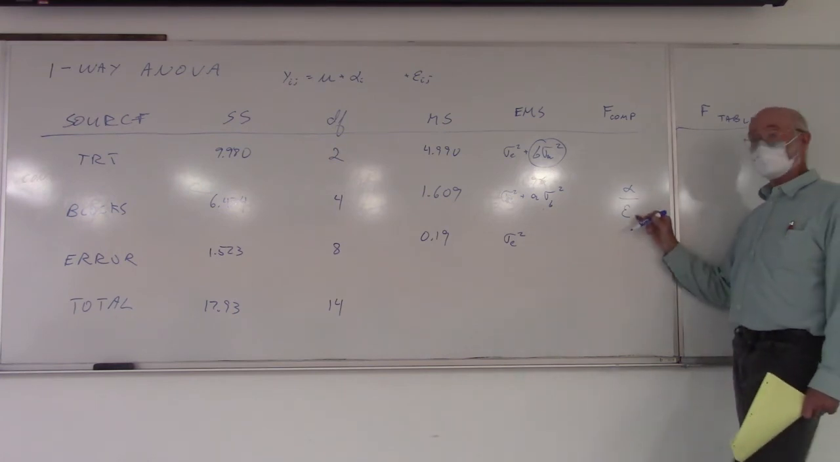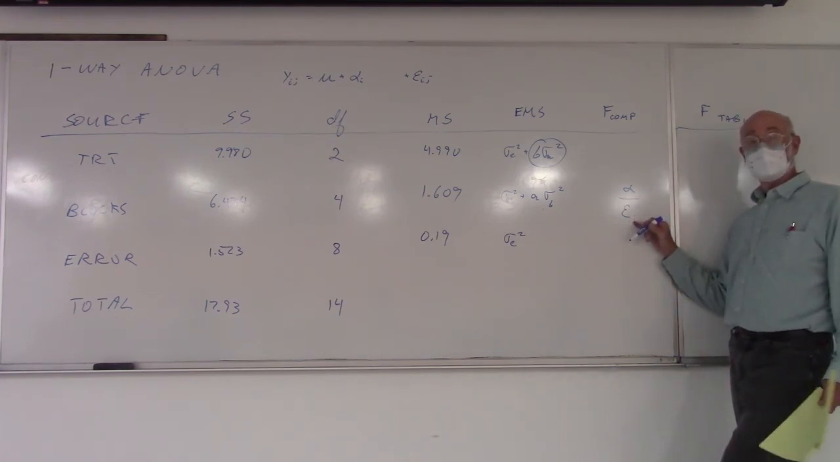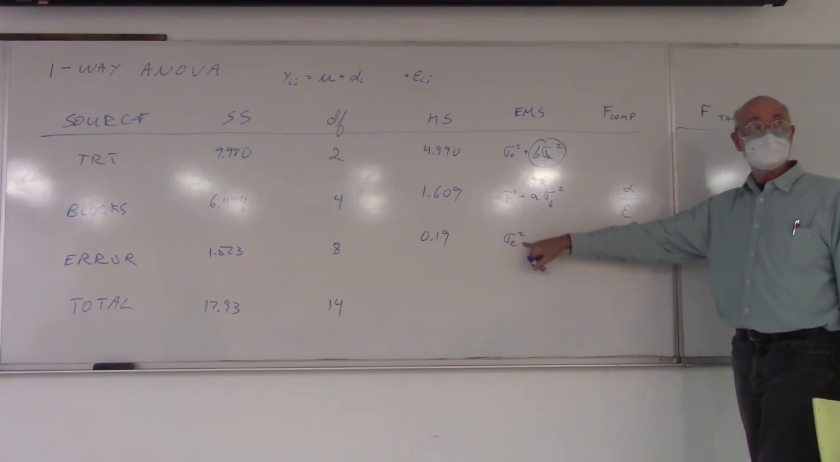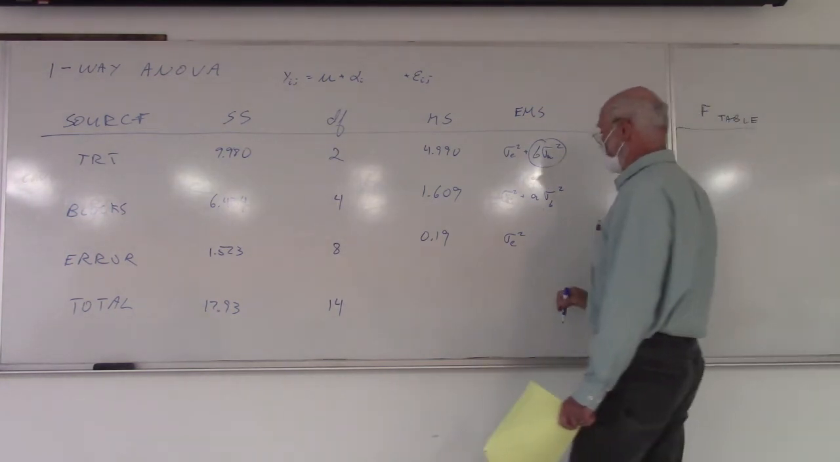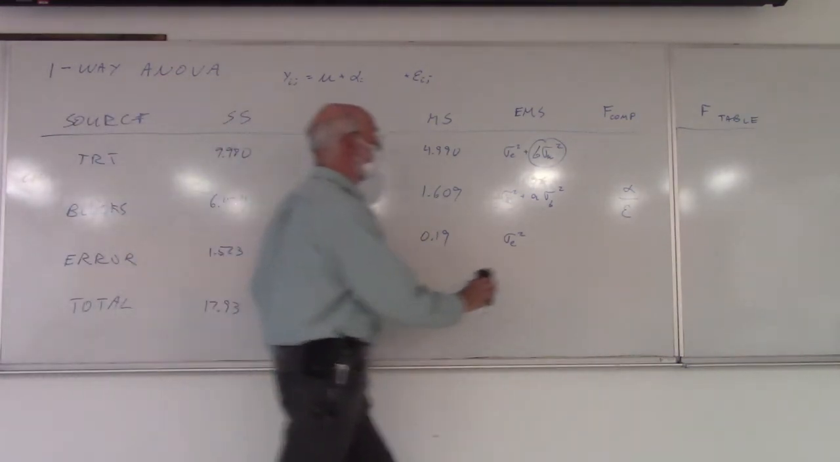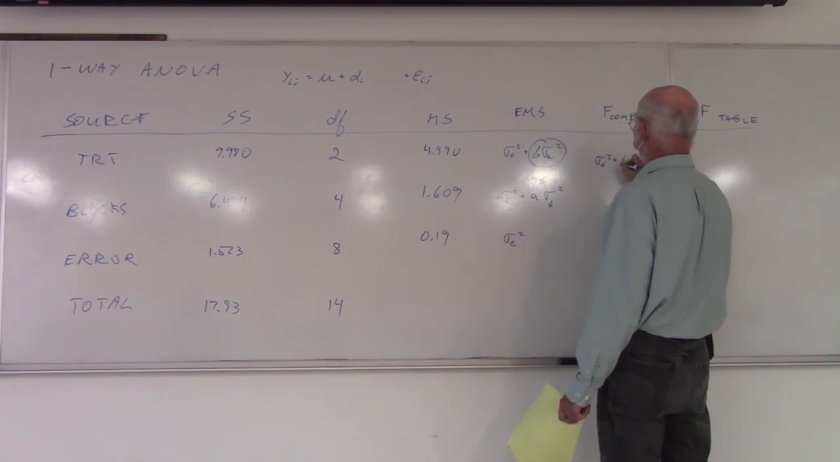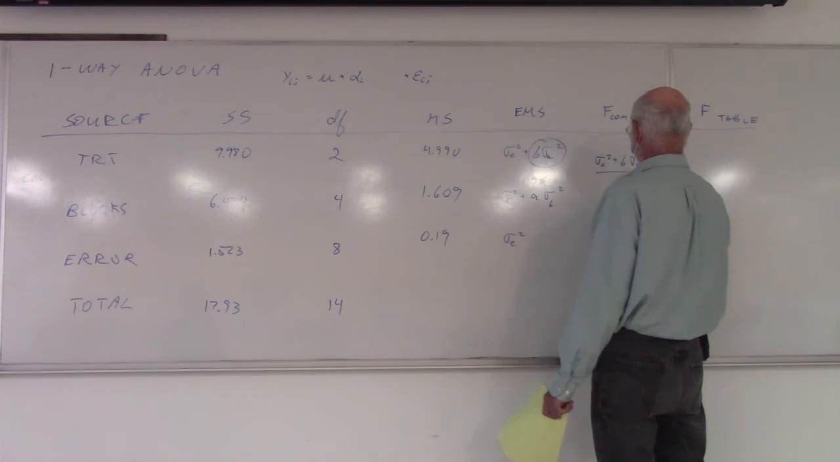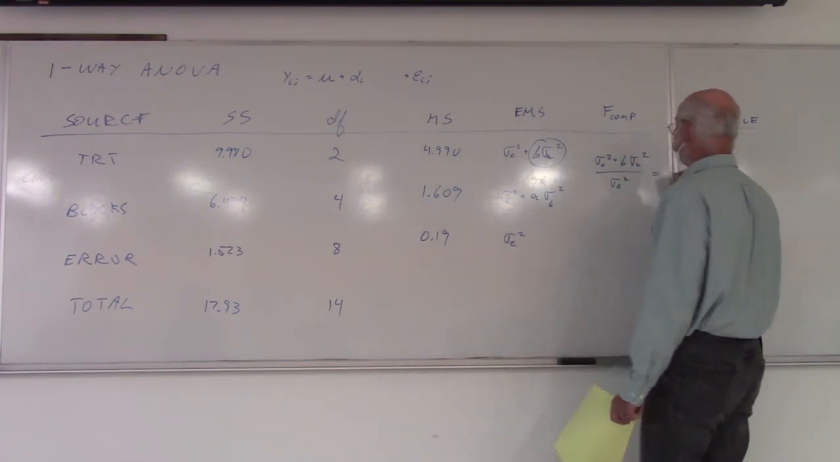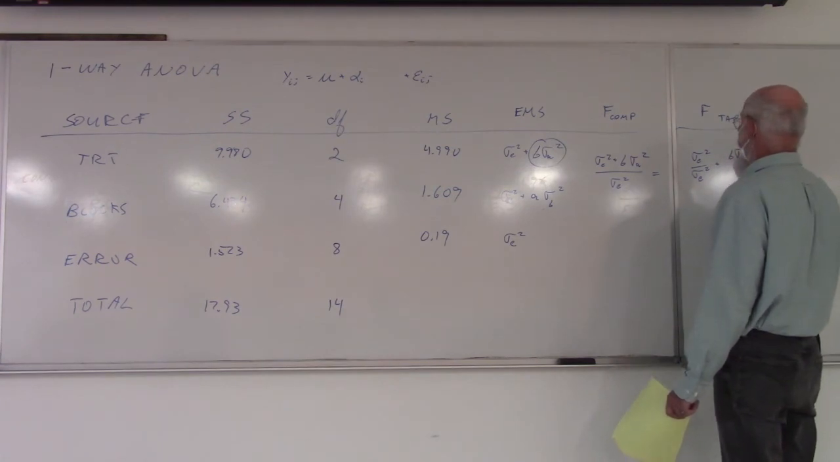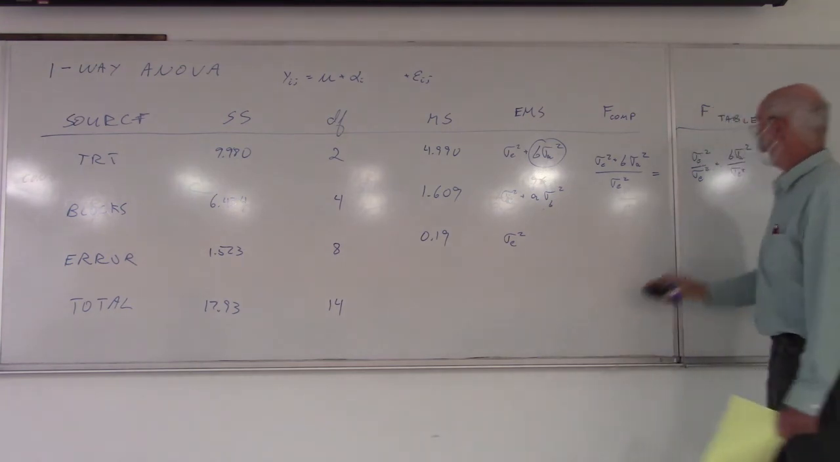Well, what's my best estimate of the variance in epsilon? Right there. Okay? So what happens if I do that? If I take sigma e squared plus b times sigma a squared, divided by sigma e squared, that's going to be equal to sigma e squared over sigma e squared plus b sigma a squared divided by sigma e squared. Sigma e over sigma e, that's 1.